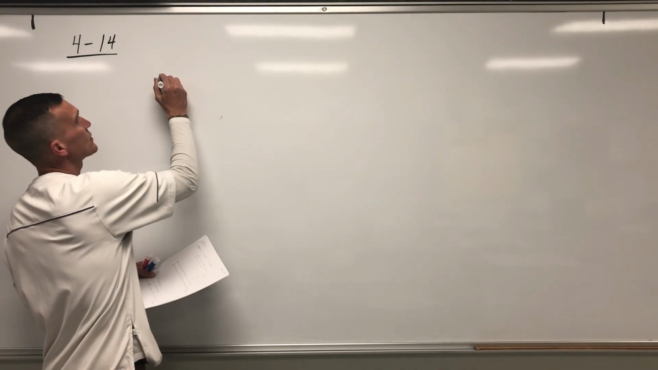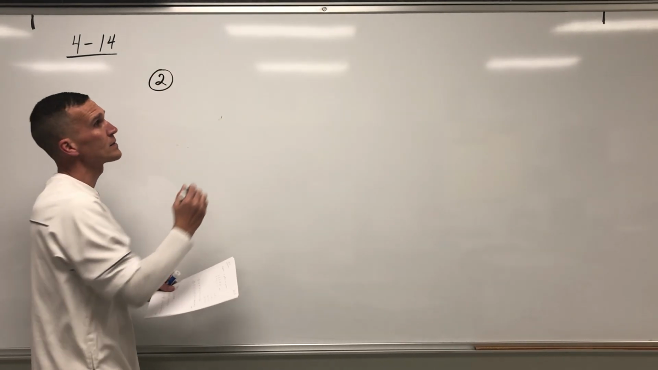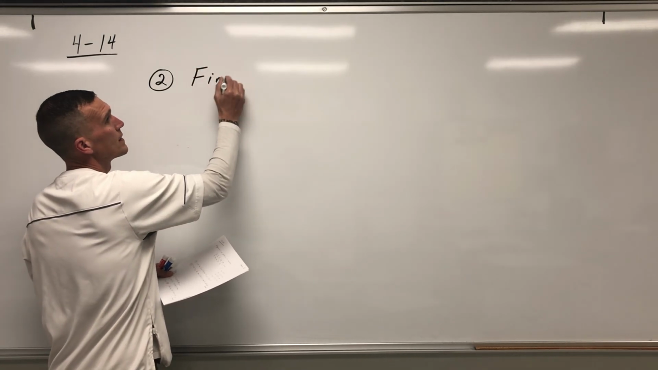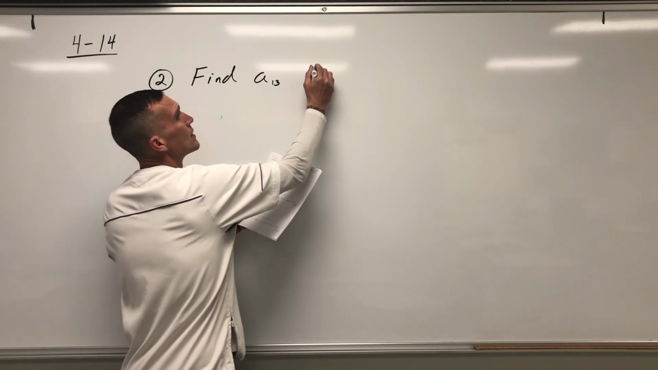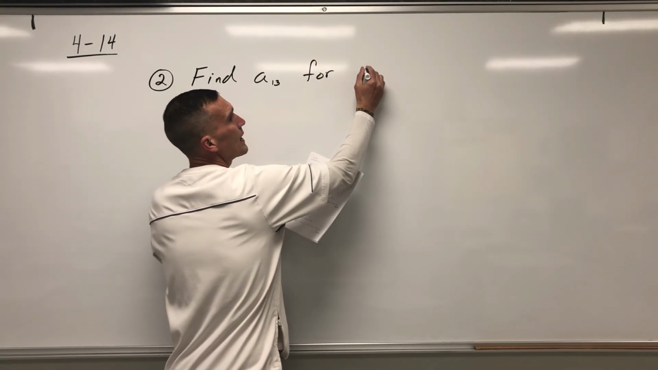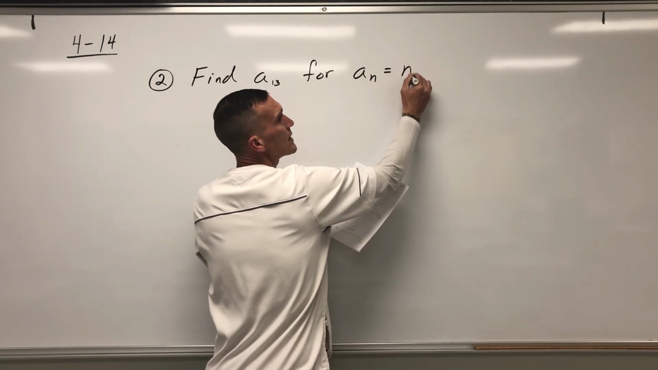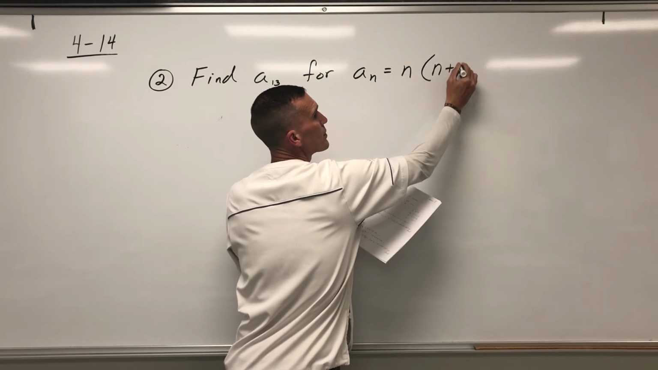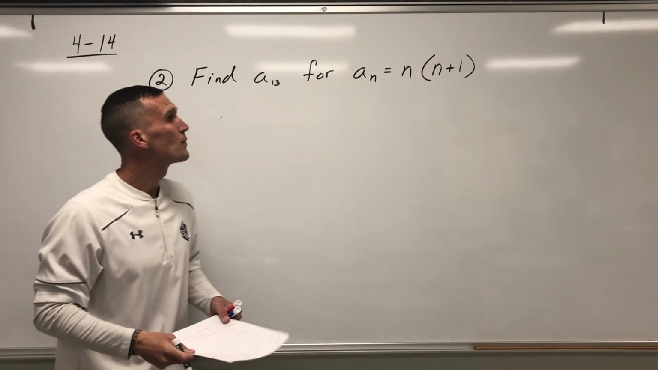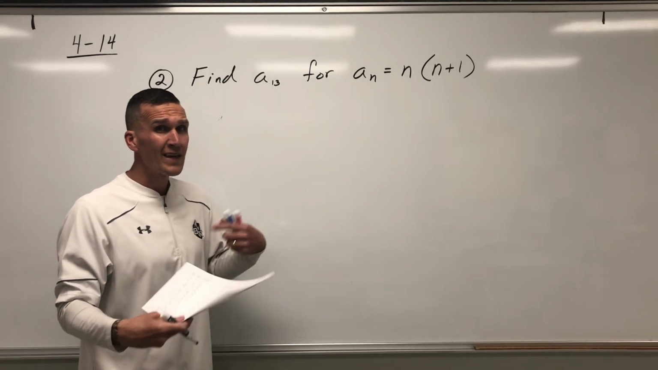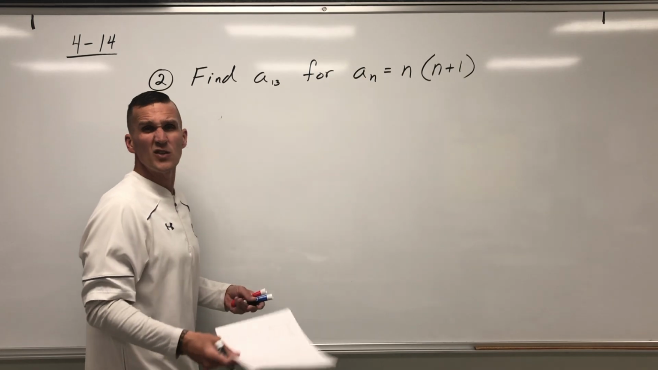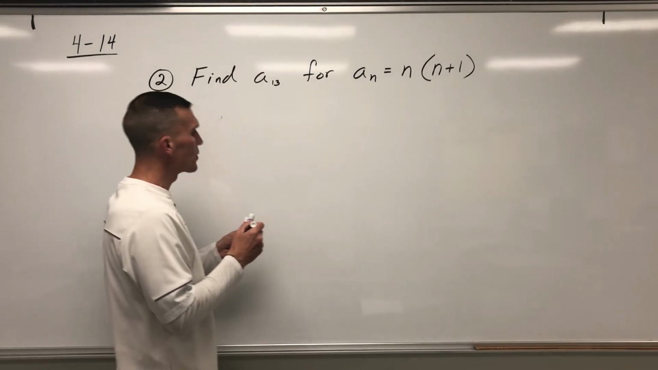Because they might ask you to do something like this. Find a sub 13 for a sub n equals n times the quantity n plus 1. Now, whenever we want to find it, we want to make sure we actually know what we are finding too. Not only can we use the formula, but let's go ahead and actually do that math real quick.